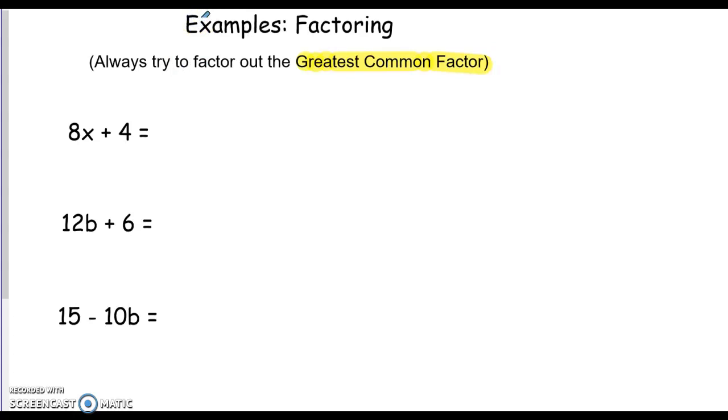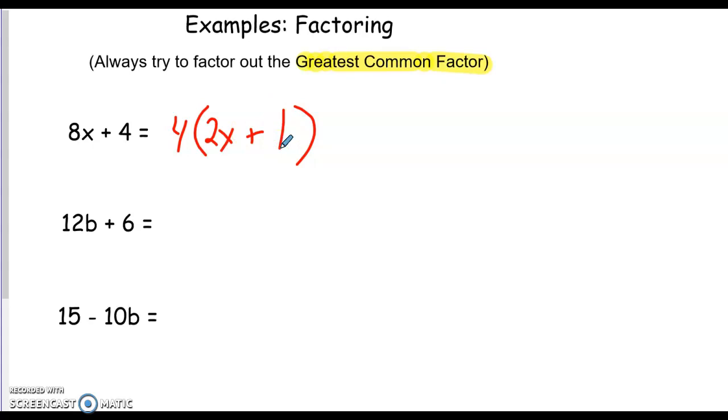All right, so 8x plus 4. I can see that 4 goes into both of those. It's the greatest. So I'm going to pull 4 out of the expression. 4 times 2x gives me 8x, and 4 times 1 gives me 4.